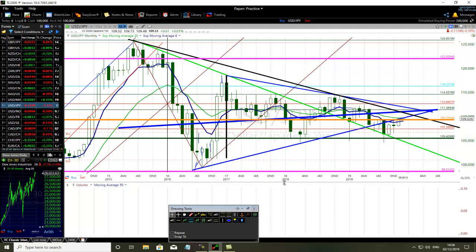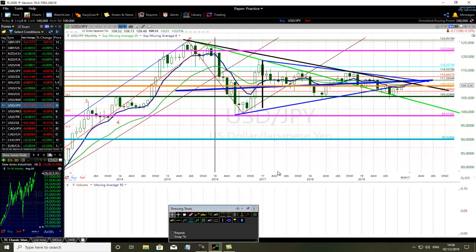The dollar yen will be out of the woods, so to speak, if it finds support or exhibits the first higher low above the blue triangle in the zone of 11264.